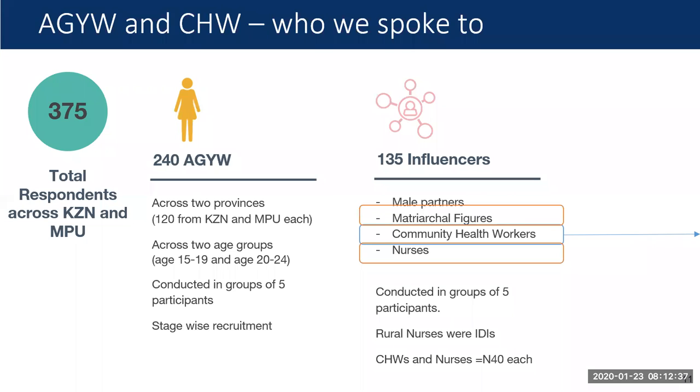And just for definition's sake, matriarchal figures could be mothers, grandmothers, aunties, nurses, big sisters. We just didn't want to limit it to mothers and grandmothers. We really wanted to talk to women who really affected decision-making in the lives of adolescent girls and young women. Can we move forward, please?